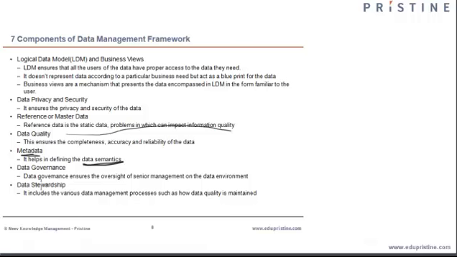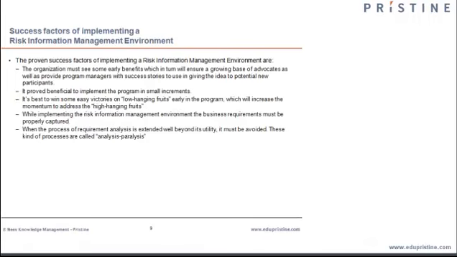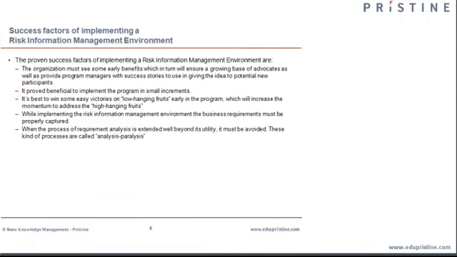Next, moving to the outer periphery, we have data governance, which will ensure the oversight of top management on the data environment. And finally, it is data stewardship, which includes various data management processes, such as how data quality is maintained. Finally, let us come down to the success factors of implementing a risk information management environment. Implementation of a risk information system must be accompanied by proper business requirements being captured.